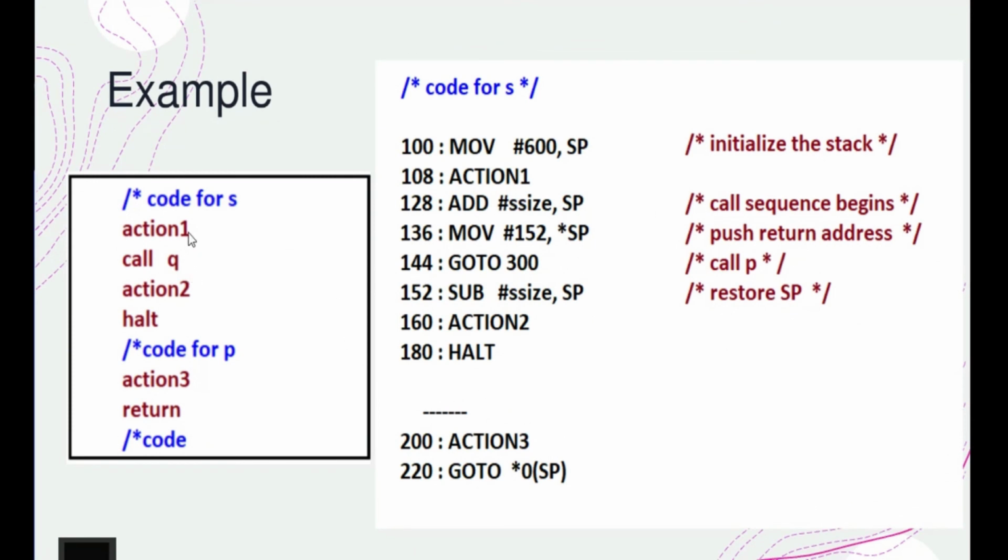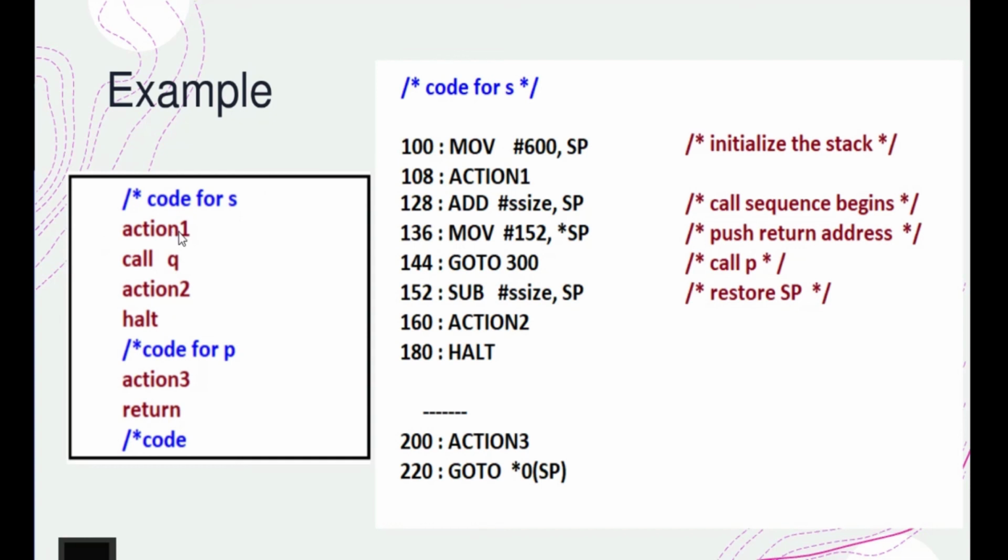We are having action 1, then we will call Q, then action 2, halt. Then code for P, we are having some action 3, we return. So these are the two sets of code. First we will discuss how the code for S is made.